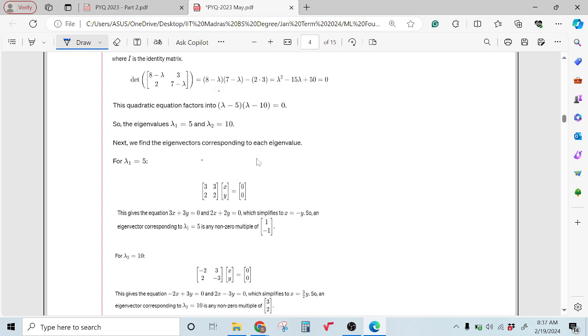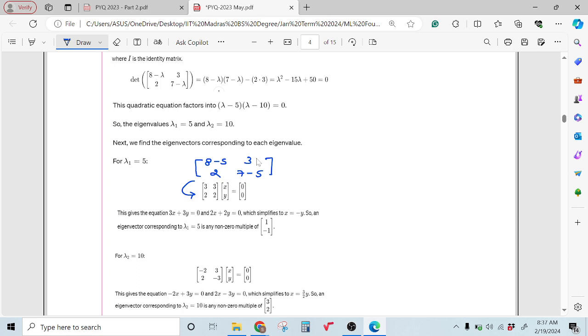If you don't understand, this is the matrix 8 minus 5, 3, 2, 7 minus 5. So this results in 3, 3, 2, 2 times (x, y) equal to 0. This gives 3x plus 3y equal to 0 and 2x plus 2y equal to 0, which simplifies to x equal to minus y. So an eigenvector corresponding to lambda 1 equal to 5 is a non-zero multiple of (1, minus 1).